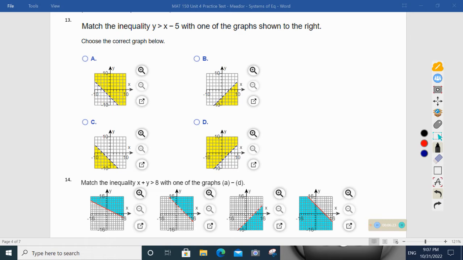All right, question number 13 says match the inequality y is greater than x minus 5 with one of the graphs. Well, first of all, there's no equal to, so all the lines should be dotted, and they are. Second thing is greater than. When you read that, you read left to right. Greater is above. So this graph is shaded above. This graph is shaded above. This one's below. This one's below. And we're looking for, it's already in y equals mx plus b form.